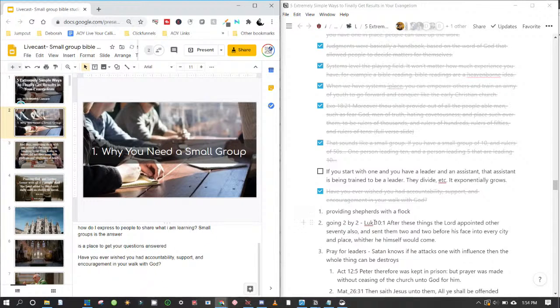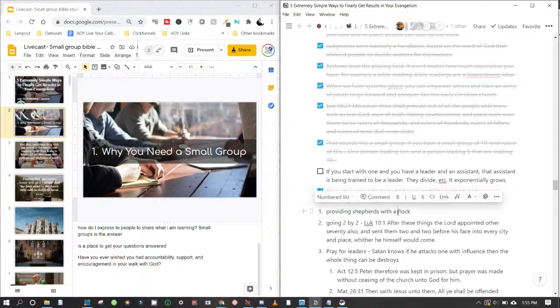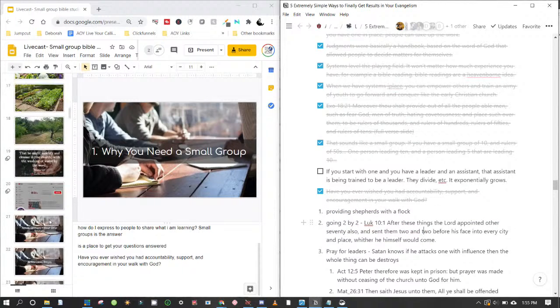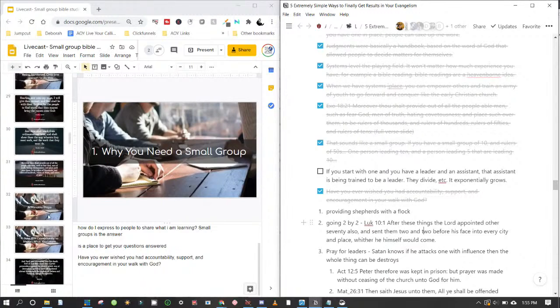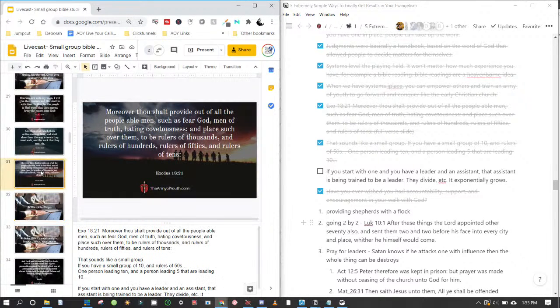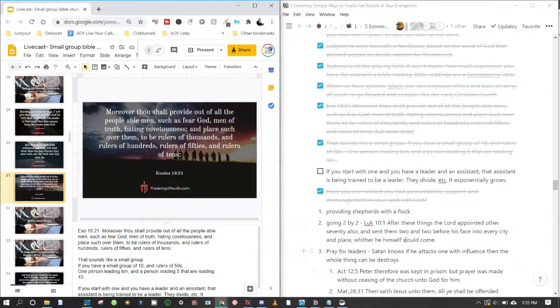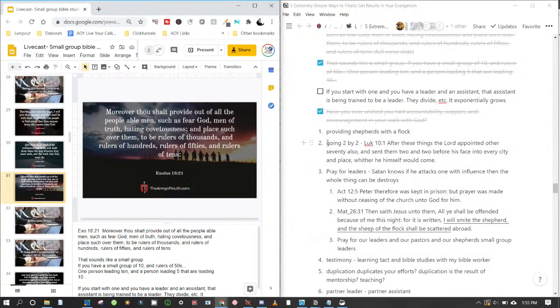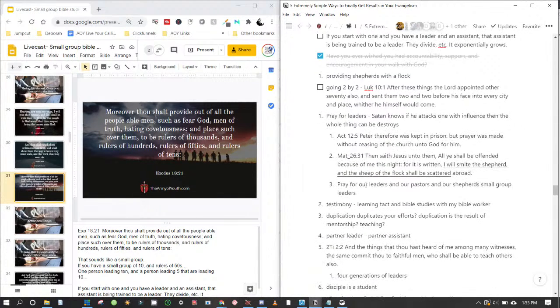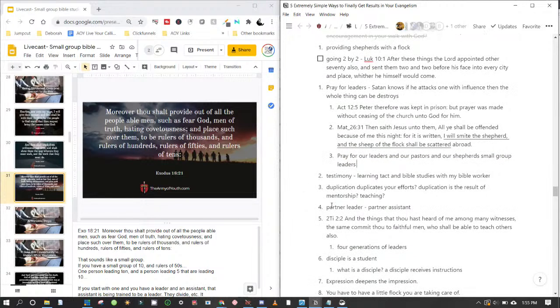That sounds catchy. Providing shepherds with a flock. Going 2 by 2. Yeah, duplicating. Captains over tens. Pray for leaders. Satan knows he attacks them. Pray for our leaders. Yeah. It's intact. Bible studies with my Bible worker. This is really good. Oh, evangelism training. Oh, I see what's going on here.